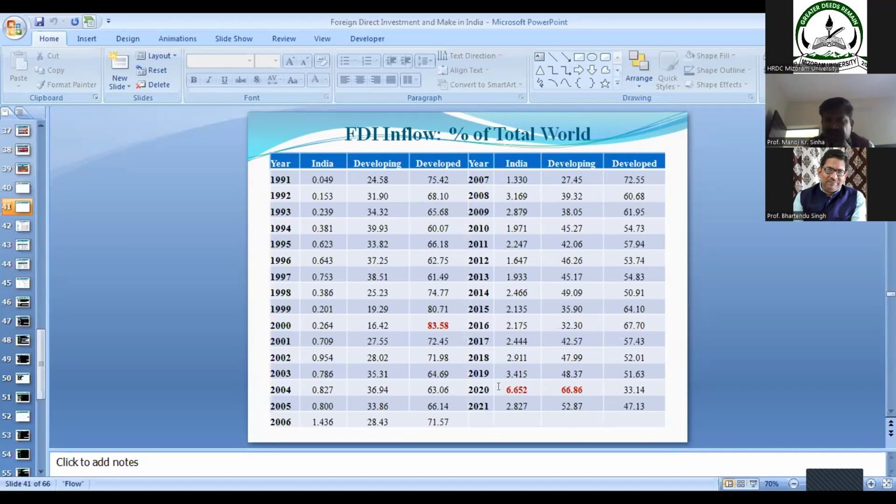And India's FDI, we can see it reached almost 7% of the global FDI.